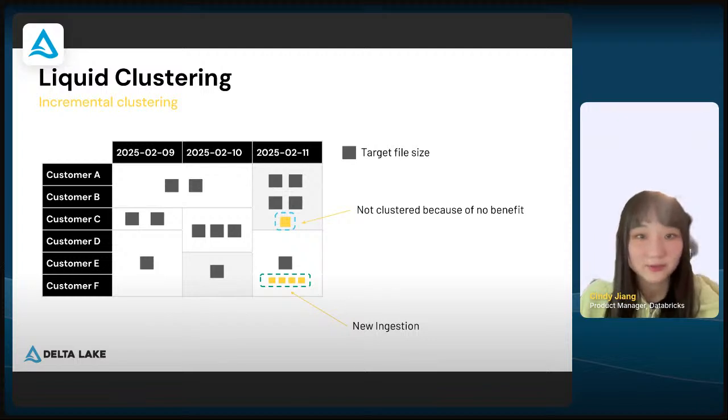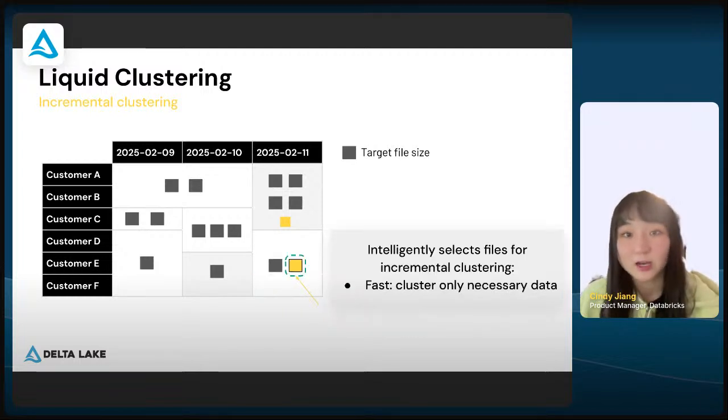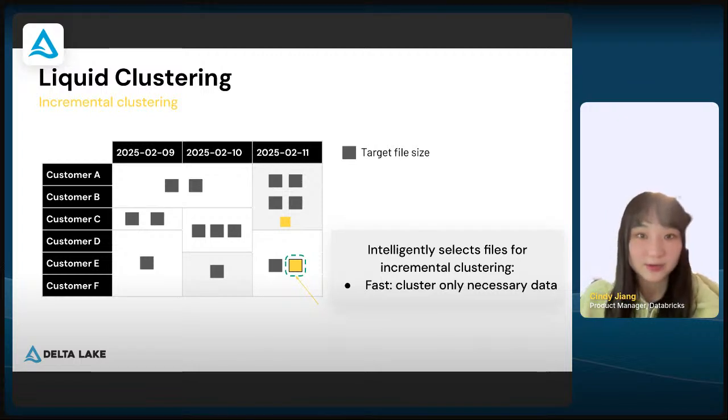And how about this file in this blue box? It is not clustered because the file is already close to the target file size, and liquid clustering figured out that clustering this file will not improve your clustering quality because it already contains a similar range with other files in the same gray region. And what about this file in this blue box? These small files will get clustered to optimize for file sizes.